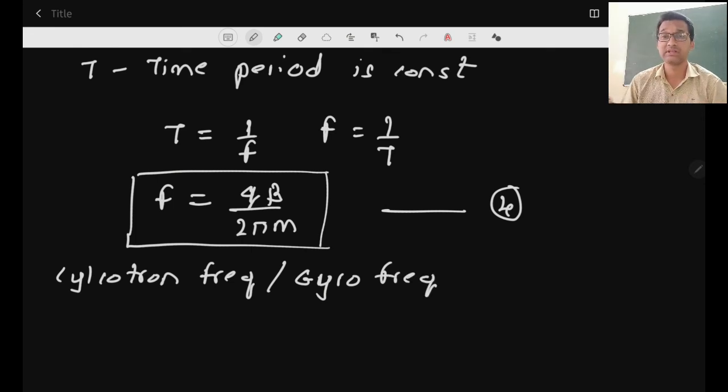It is the frequency, the number of revolutions that a charged particle makes in a uniform magnetic field. This frequency is called the gyro frequency or the cyclotron frequency, as you may remember from the previous classes.